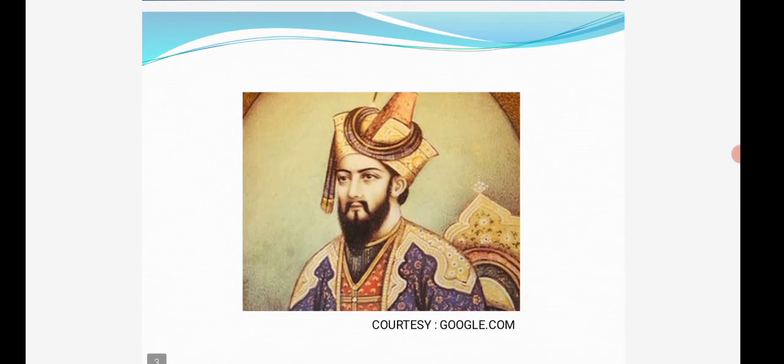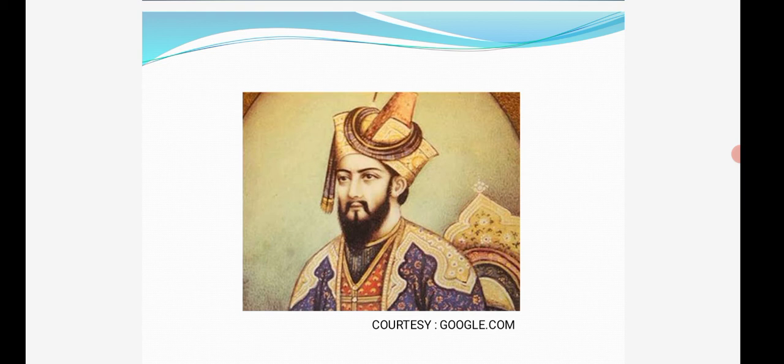You know that history is a galaxy of great personalities. You can notice on the screen a portrait of one such great person. He was a founder of a great dynasty in the 16th century after the Delhi Sultanate. Can you name the dynasty?